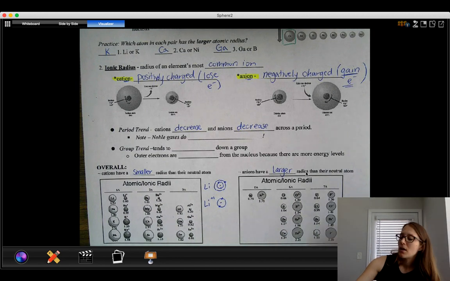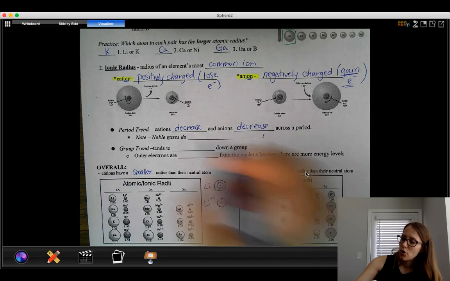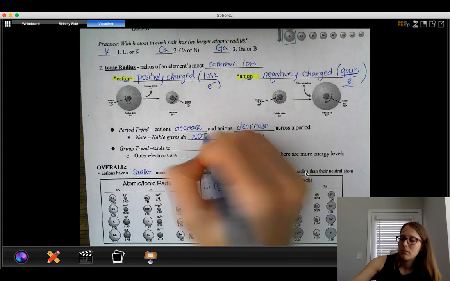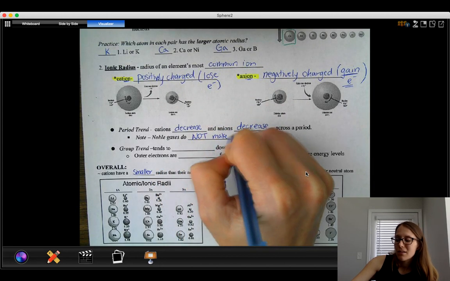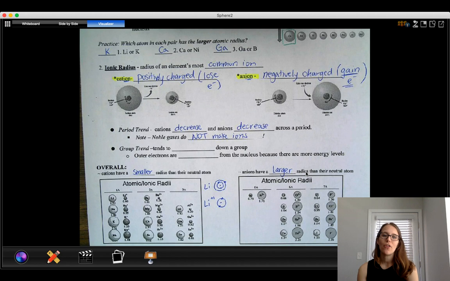Just as a reminder, notice that we see the halogens here, but there's no group 18 shown. Noble gases do not make ions. So we're never going to talk about the ionic radius of a noble gas because they don't form ions at all.